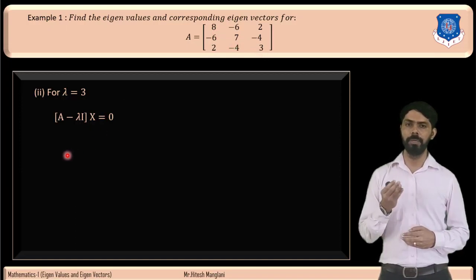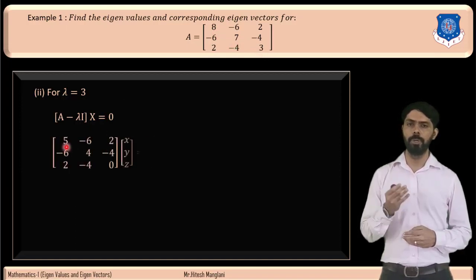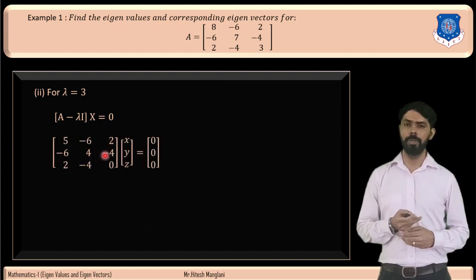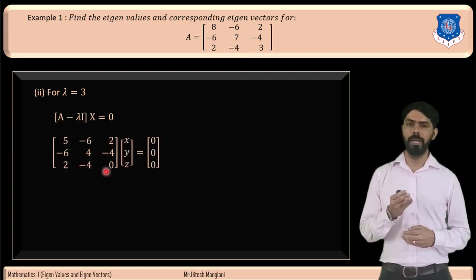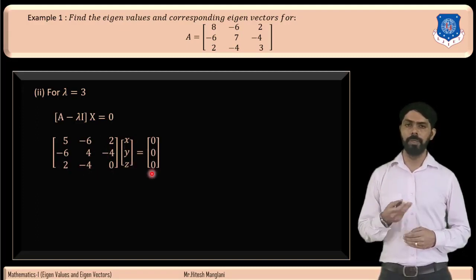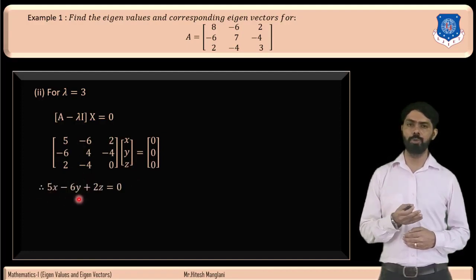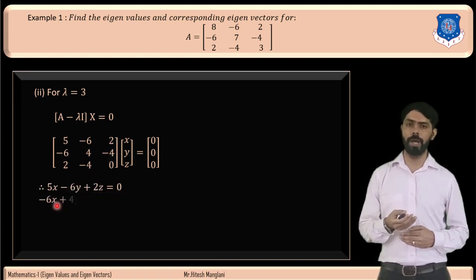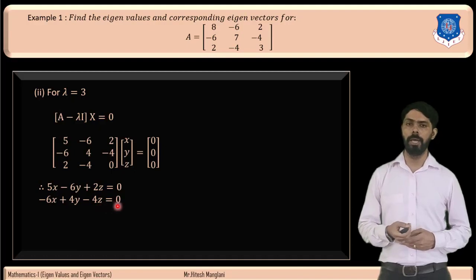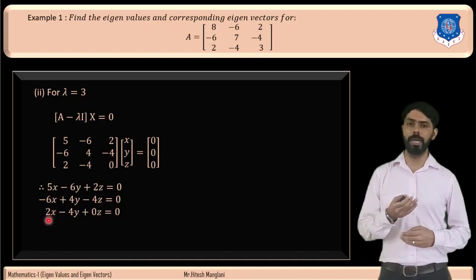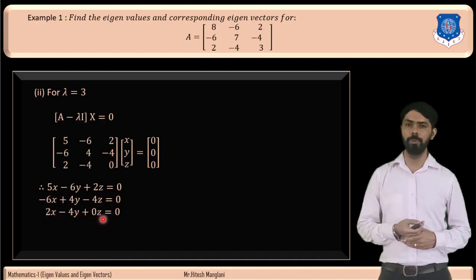Therefore the matrix will be 5, minus 6, 2, minus 6, 4, minus 4, then 2, minus 4, 0, and capital X is x, y, z is equal to 0, 0, 0. Now if we write equations from this, then the first equation will be 5x minus 6y plus 2z is equal to 0, and the second equation will be minus 6x plus 4y minus 4z is equal to 0, and the third equation will be 2x minus 4y plus 0z is equal to 0.